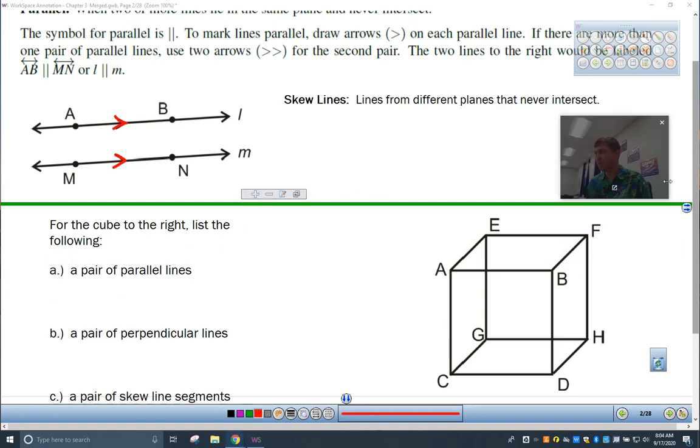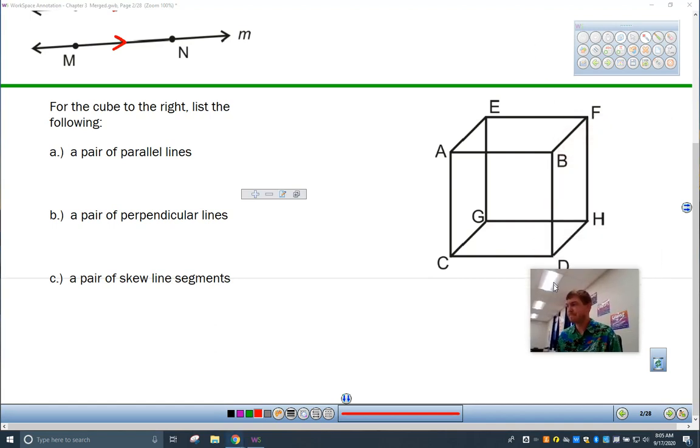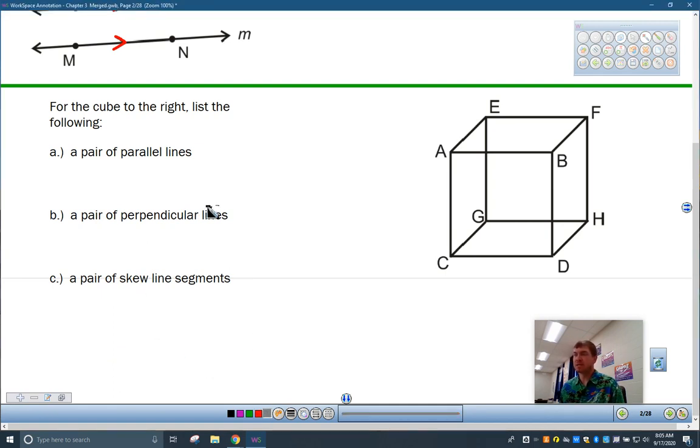From the diagram, we are asked to give a couple examples of this. For the cube to the right, list the following. A pair of parallel lines. Okay, I'm going to say segment AE is parallel to segment BF. Okay, AE is also parallel to segment CG or segment DH.